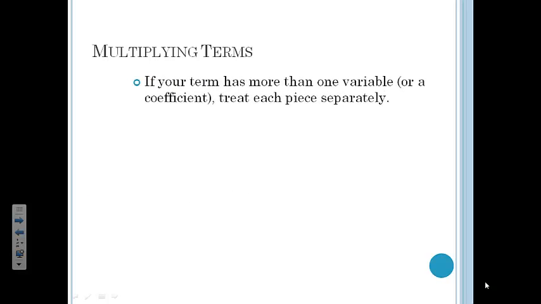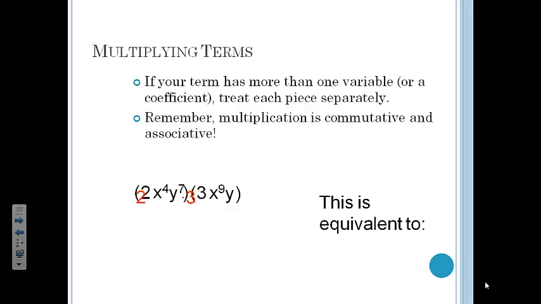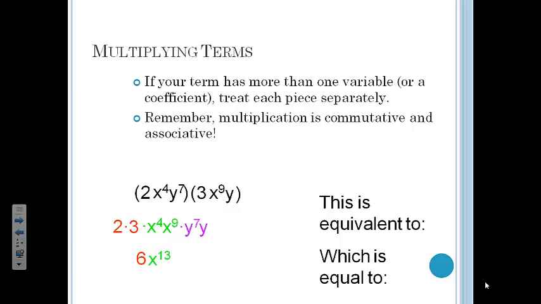If your term has more than one variable, or a coefficient, we treat each piece separately. Remember, multiplication is commutative and associative. Remember that from our earlier chapters when we talked about those two rules. So for example, 2x to the 4th y to the 7th times 3x to the 9th y. Put those together, that's the equivalent to 2 times 3. Put the x's together, put the y's together, and you get 6x to the 13th times y to the 8th.